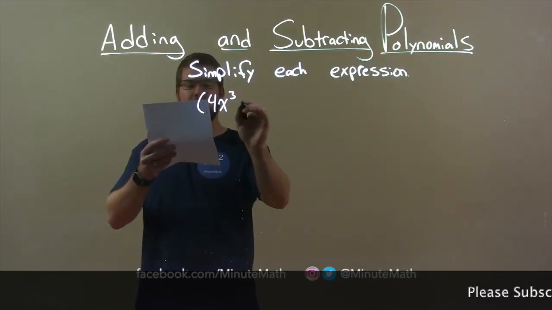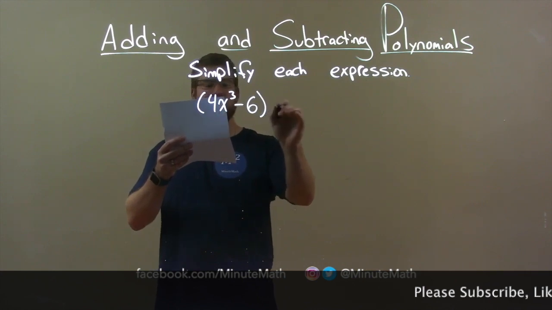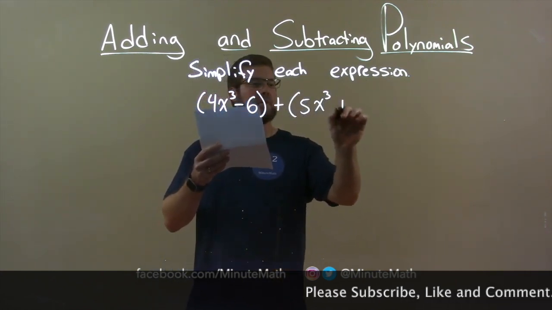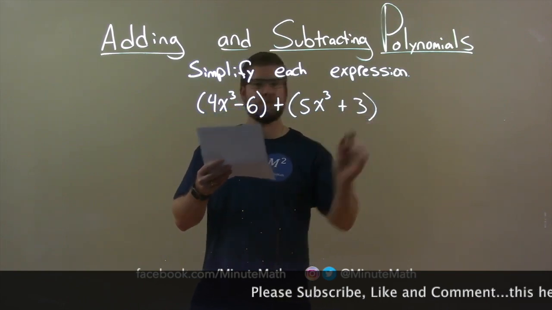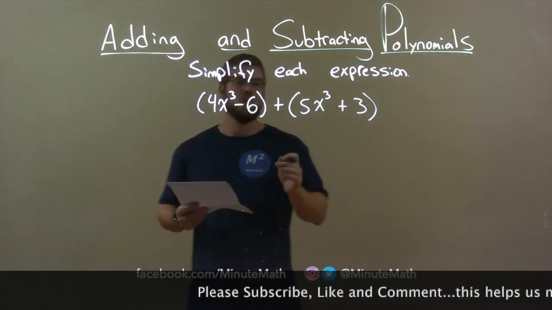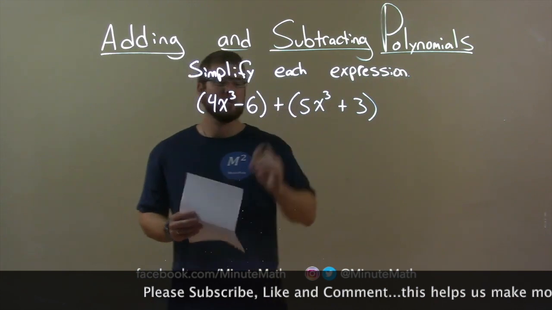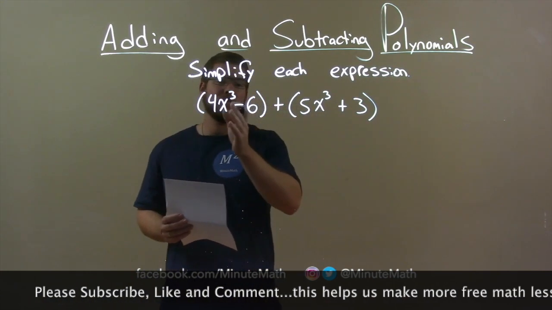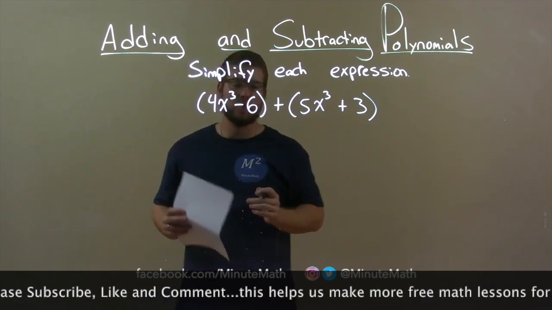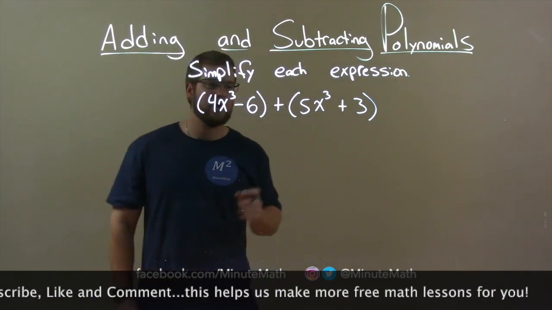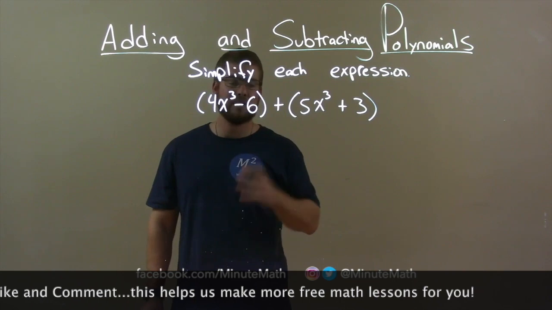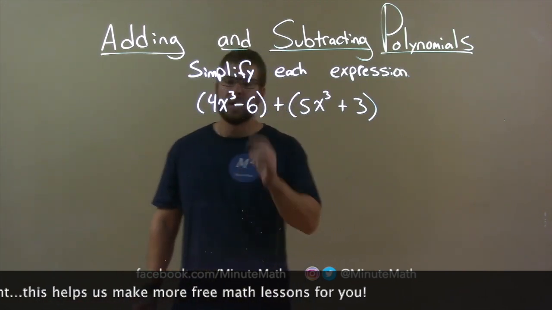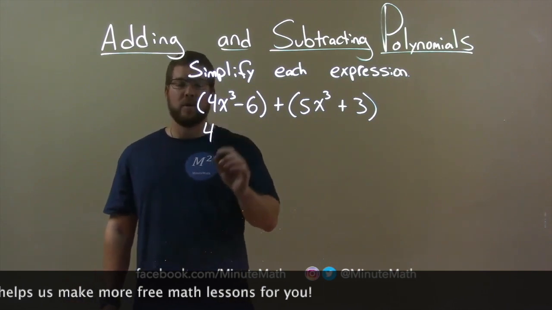4x to the third minus 6 plus 5x to the third plus 3. All right? Well, first I look within each parenthesis. Since there are no like terms within each parenthesis, there's nothing I can combine within each one. There's a plus sign in between these two parentheses. And so what that tells me is I don't really need the parentheses per se. So I'm going to rewrite this without the parentheses.